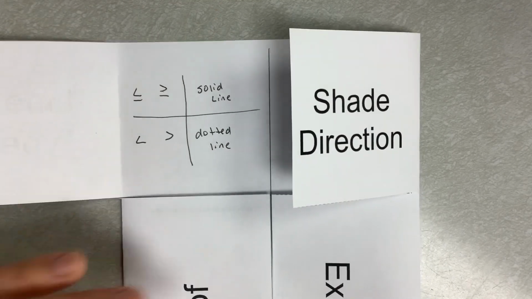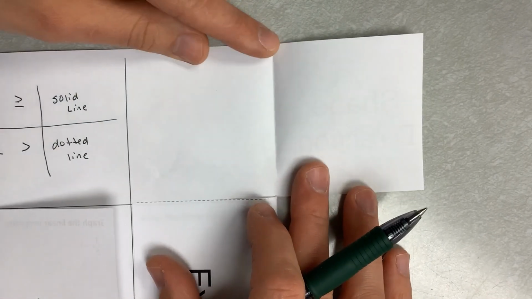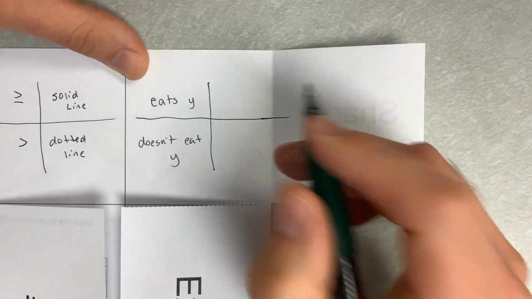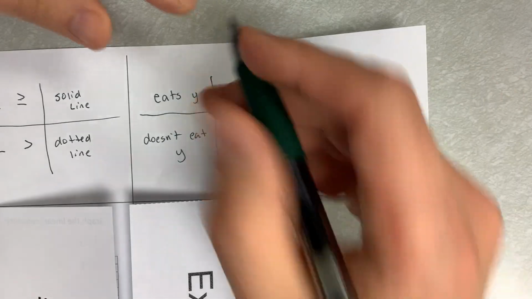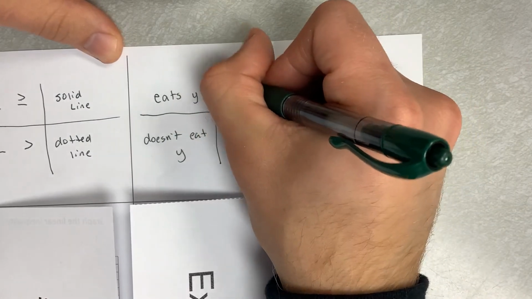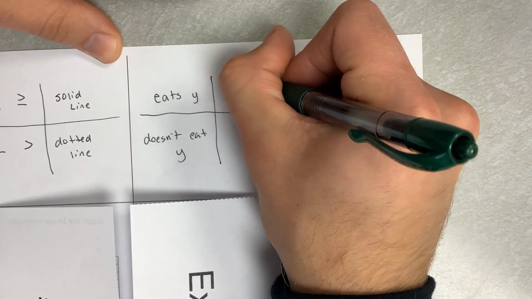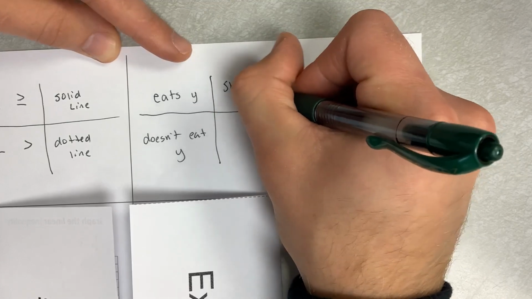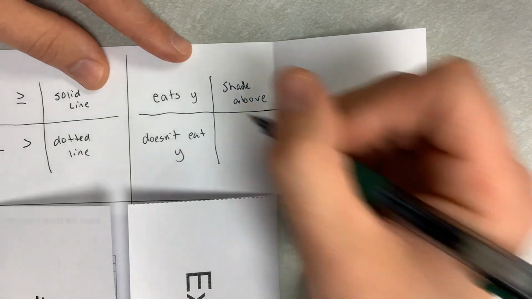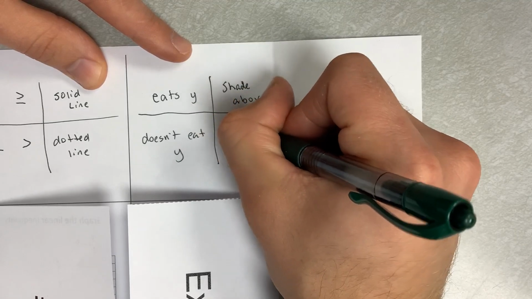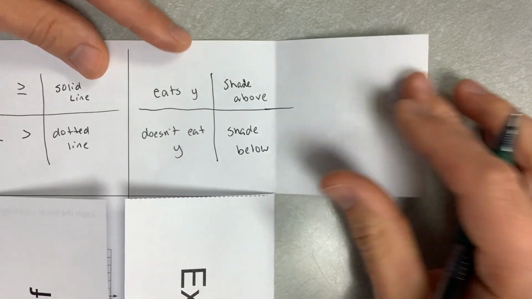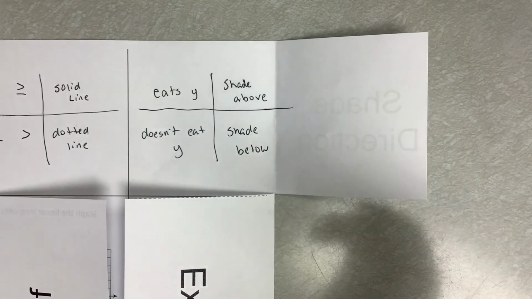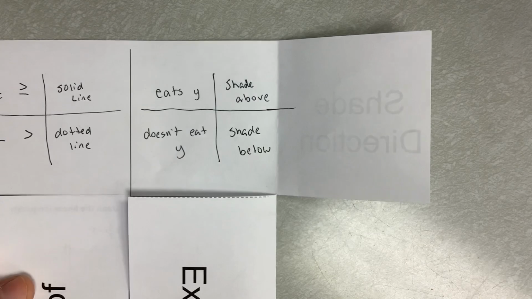Simple, right? Next was shade direction. We're gonna write two things here. If the inequality sign eats the y, and you'll see what I mean when we do some of these, you're going to shade above. If it doesn't eat the y, you're going to shade below. Okay, so eats the y, shade above, up. If it doesn't eat the y, you shade below, down. So with that said, let's jump right into this.